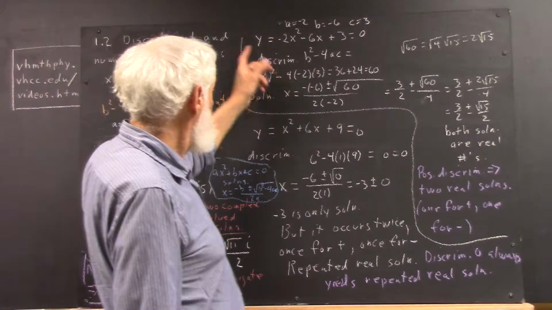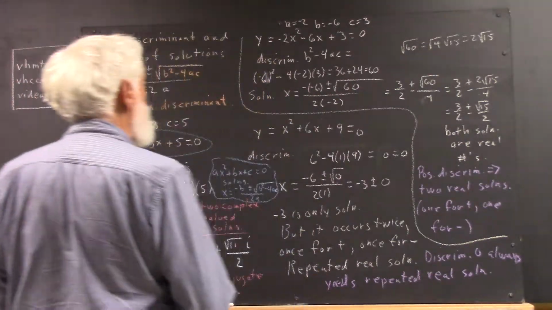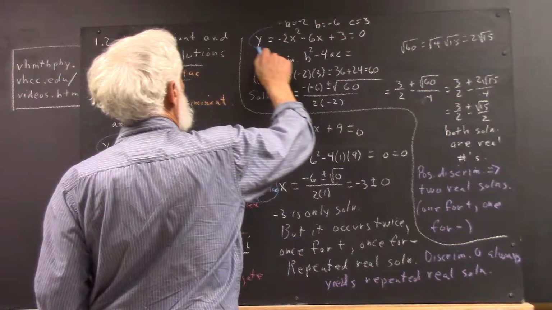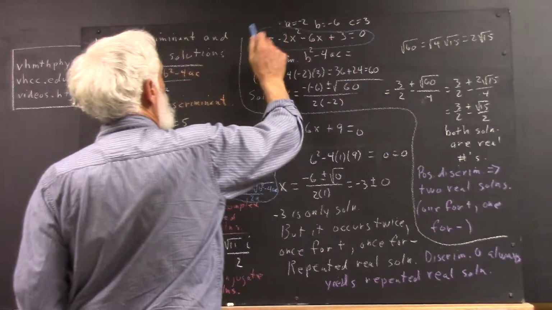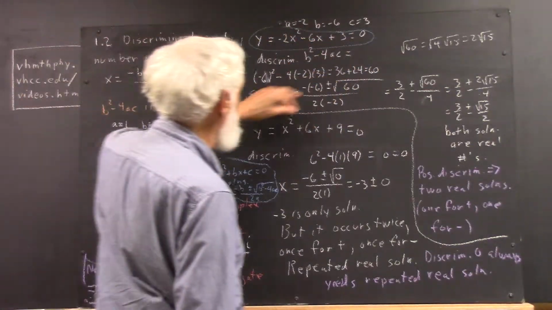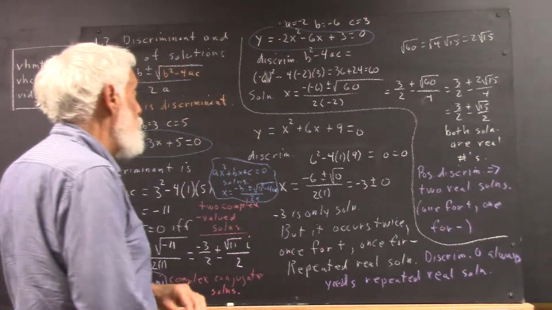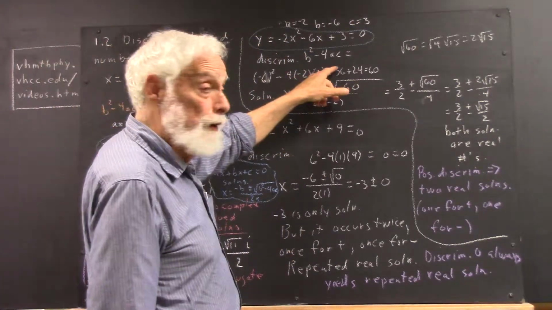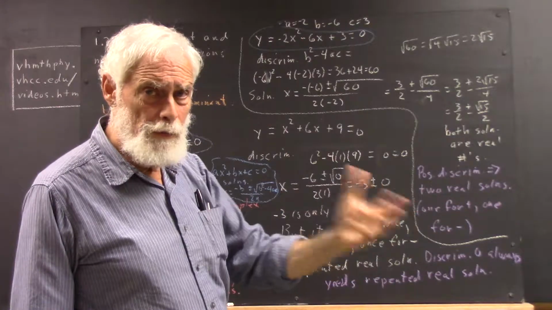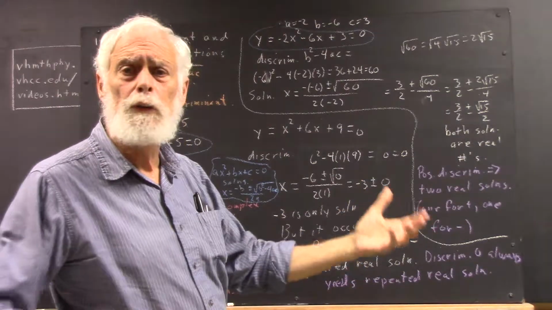Okay, well, let's take this equation, y equals negative 2x squared minus 6x plus 3. We identify a as negative 2, b as negative 6, c as 3. So then we go ahead and evaluate the discriminant. Usually we're going to evaluate the discriminant first. We're going to have to do it sooner or later.